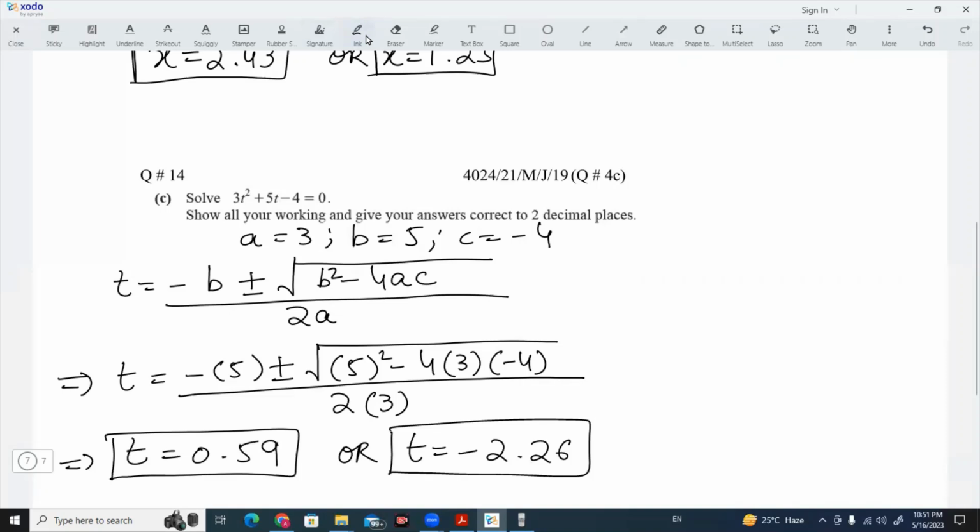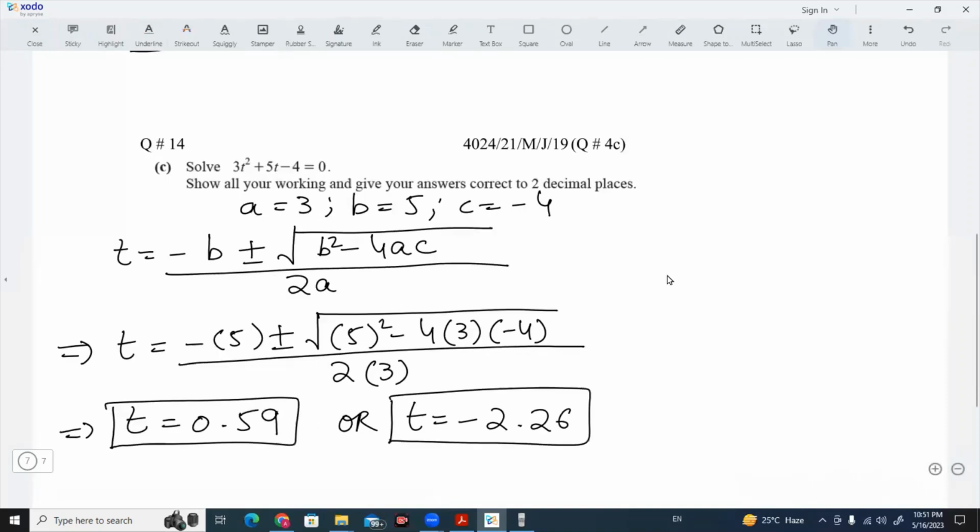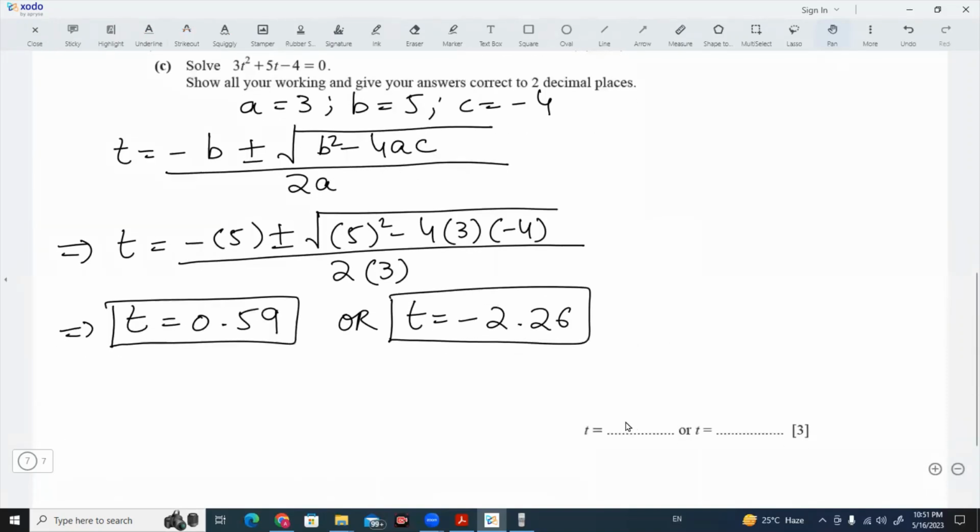So write down your answers in the space which is given for the answers, and then it will be fine. So 0.59 is the first answer, and minus 2.26 is the second answer.